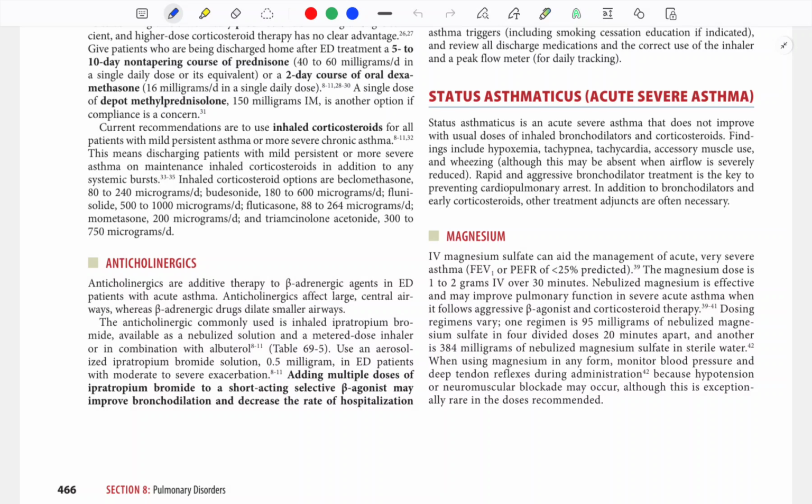There are agents of uncertain or no benefit in status asthmaticus like Heliox, methylxanthine, cromolyn, nedocromil and leukotrienes. They are not beneficial.